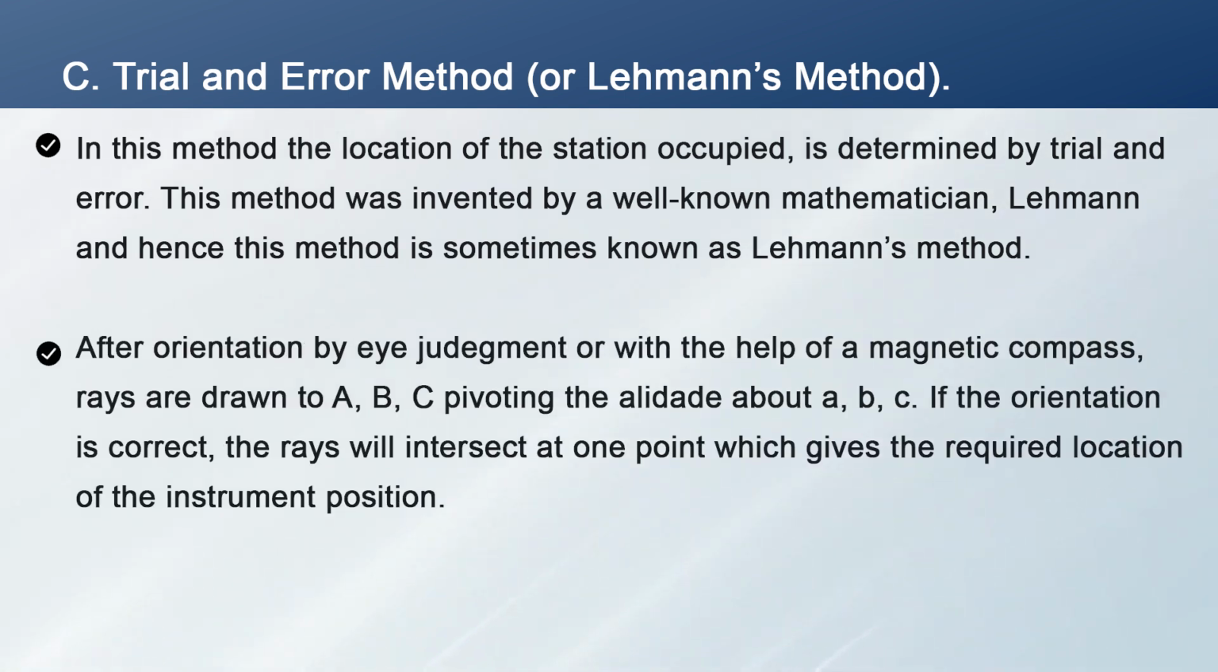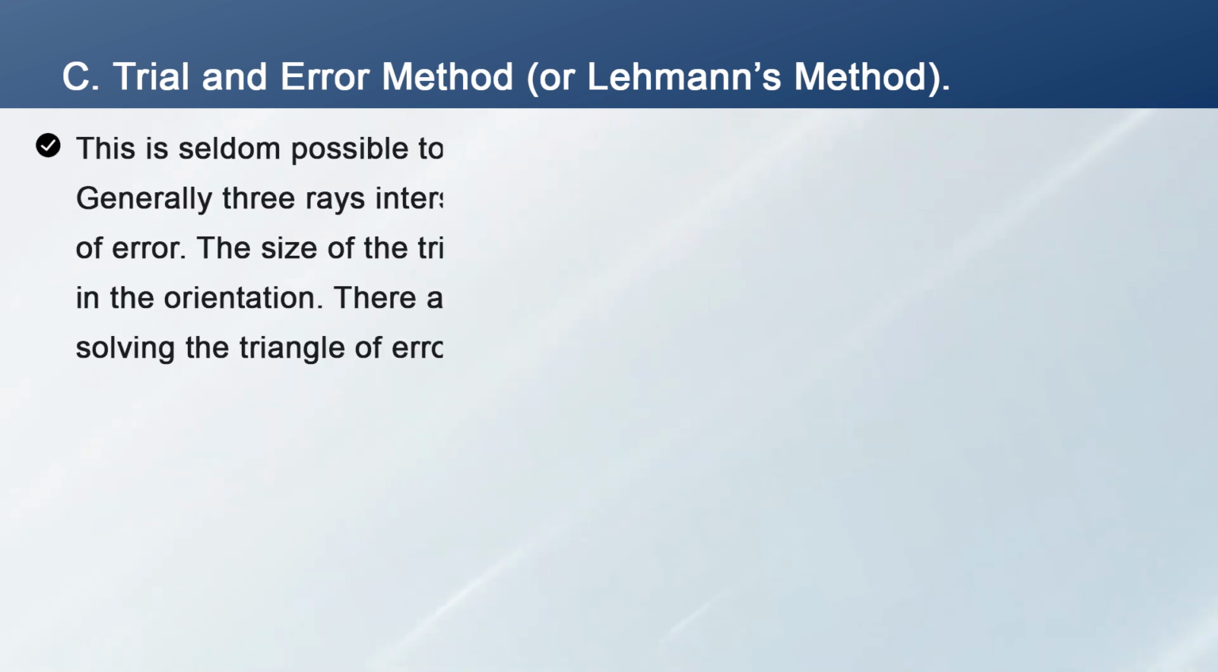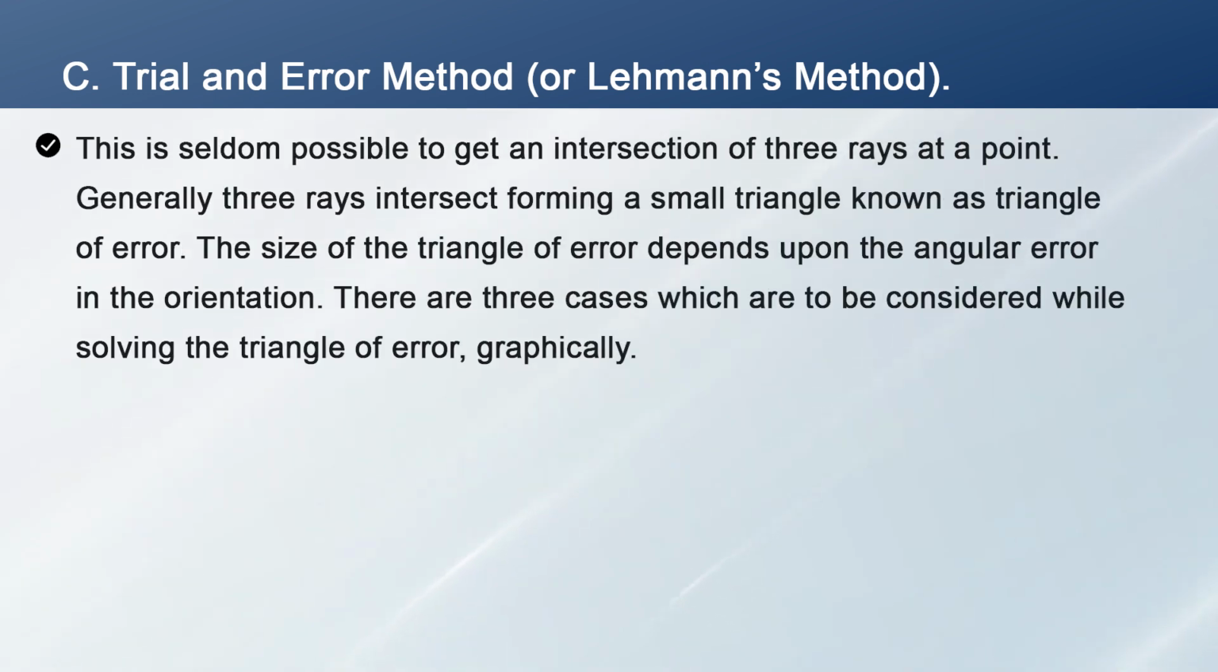After orientation by eye judgment or with the help of a magnetic compass, the rays are drawn to capital A, B, C, pivoting the alidade about small a, b, c. If the orientation is correct, the rays will intersect at one point, which gives the required location of the instrument position. It is seldom possible to get an intersection of 3 rays at a point. Generally, 3 rays intersect, forming a small triangle known as the triangle of error.